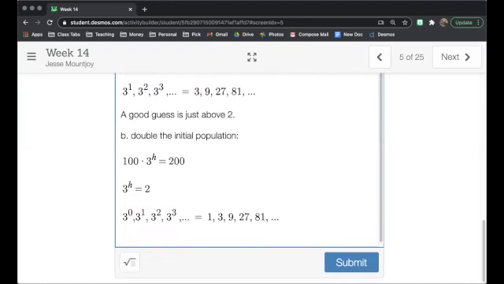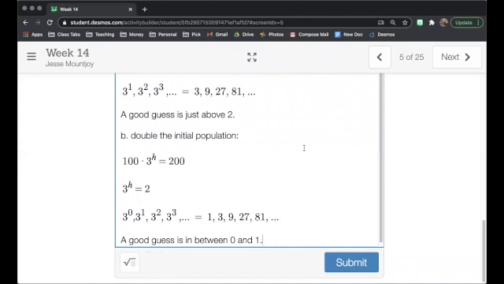So a good guess is in between 0 and 1. And we don't know if it's closer to 0 or closer to 1, because these are really in the middle. It's hard to tell. But we know it's bigger than 3 to the 0 power. We know it's smaller than 3 to the first power. So that's the best guess we have right now.